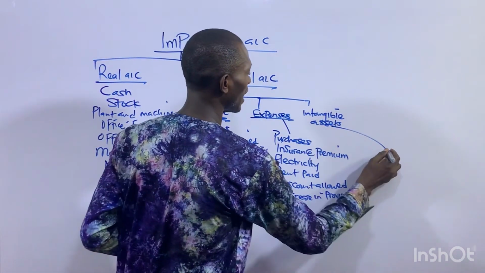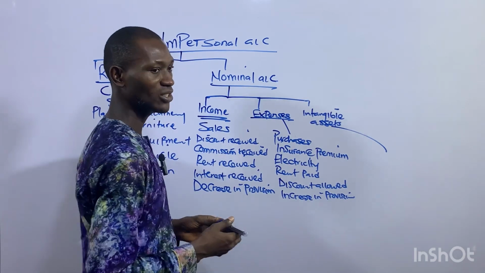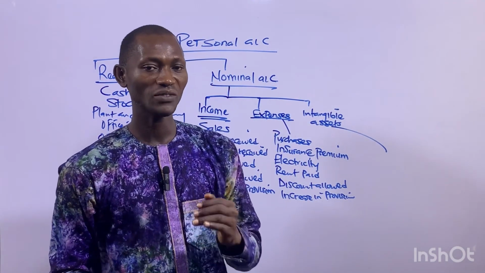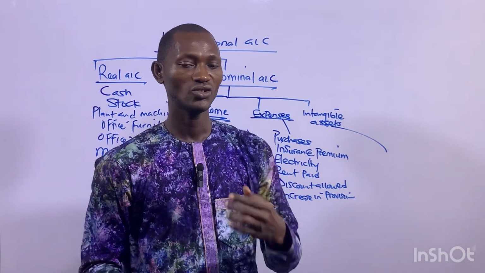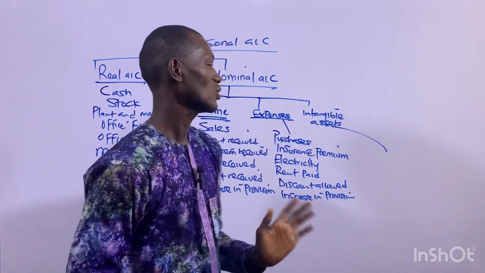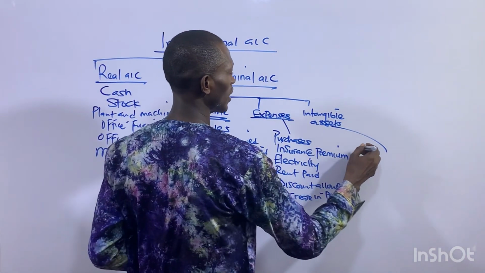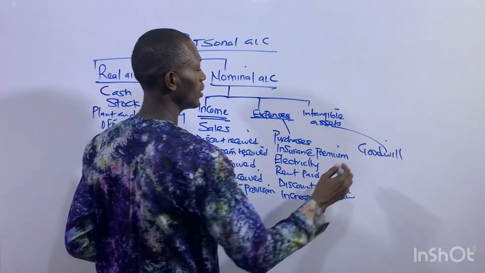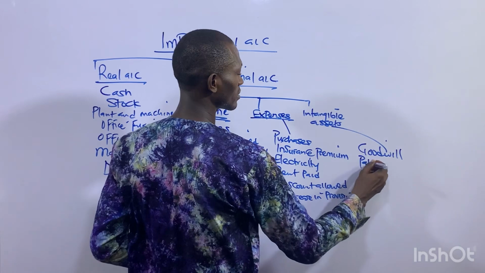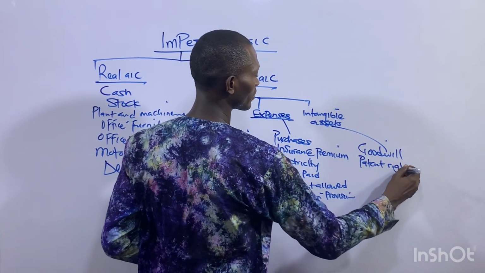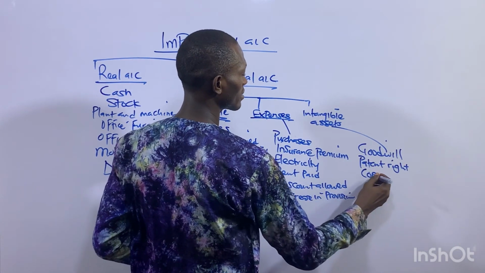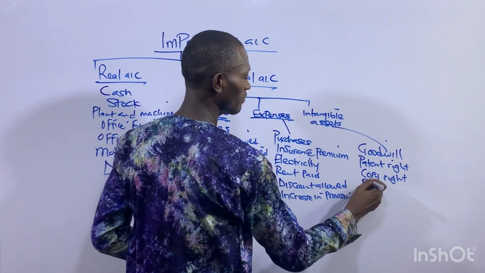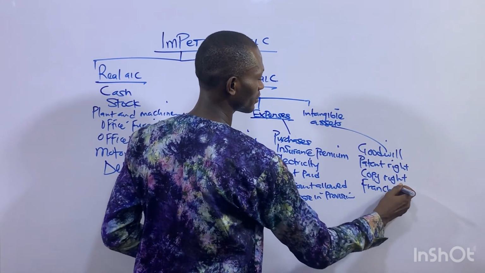Then finally, we have intangible assets. They are not tangible, they are not what can be seen and touched, but they are used by the business to generate revenue. So examples of intangible assets: we have goodwill. Goodwill is an intangible asset. We have patent rights. We have copyright. All these are examples of intangible assets. We could have franchise.